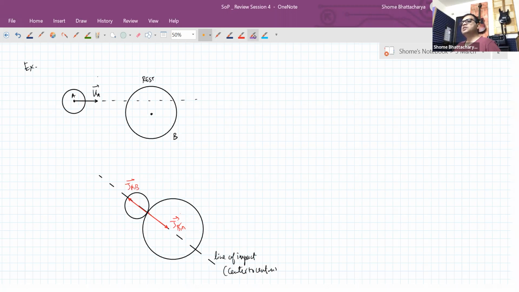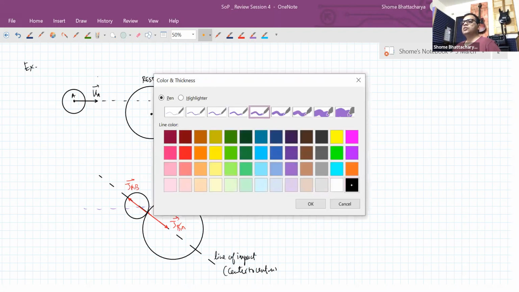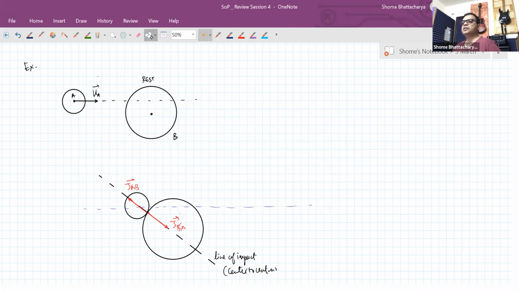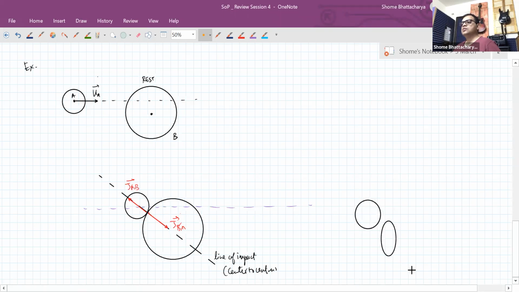Okay. But the initial velocity of A, as you can see, was not along that direction. That was along this direction. So what's going to happen is, as a result of this, A and B are not going to have a common direction of motion after impact. They're going to have different directions of motion. Immediately after impact, B will go off with a velocity along this center to center line, but A will go off with a velocity in some sort of direction like this.